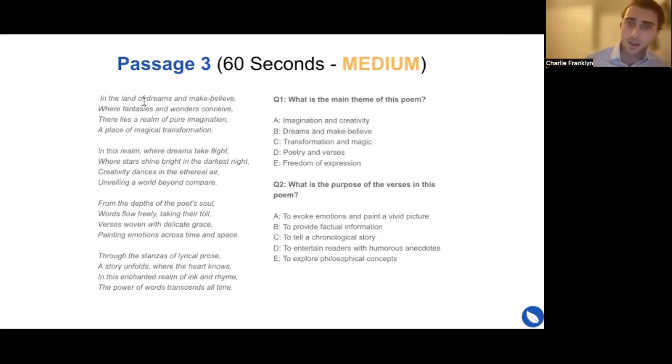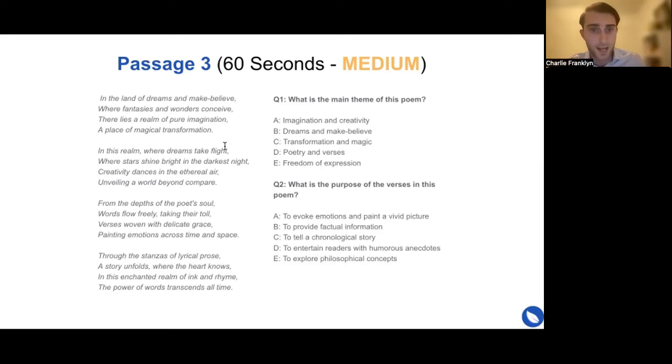As soon as I feel like I have a good understanding of the theme, then I'm going to go ahead with it. And so it starts off with, "In the land of dreams and make-believe, where fantasies and wonders conceive, there lies a realm of pure imagination, a place of magical transformation." So at this point, after reading just this first sentence, there's probably a few which are ruled out. Poetry and verses is obviously not, or is not the main theme, because it's a poem, but the theme is, well, could potentially be around poetry. So actually all of these options are still in play realistically.